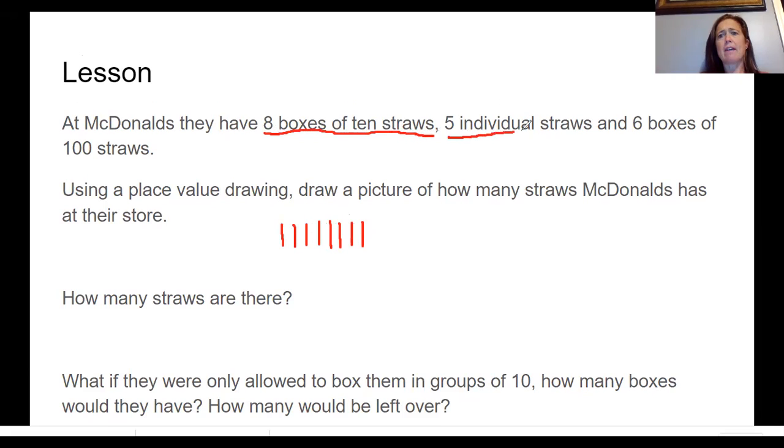Then it says they have 5 individual straws. So we're going to use our units for that. Okay, there's our 5 individual straws and 6 boxes of 100. So in each of those boxes, there's 100 straws. So we would draw our hundreds.